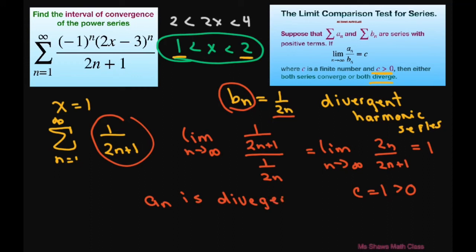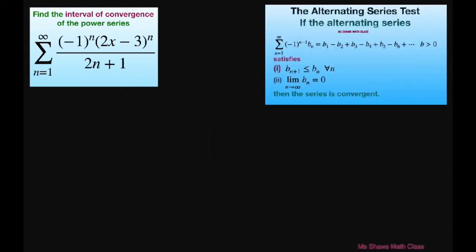Divergent. That's just going to tell us, when we write the interval, we're going to have 1 comma. And now we're going to determine if this 2 is closed or open. So right now we have an open interval here because at x equals 1, it's divergent. Now let's check x equals 2.